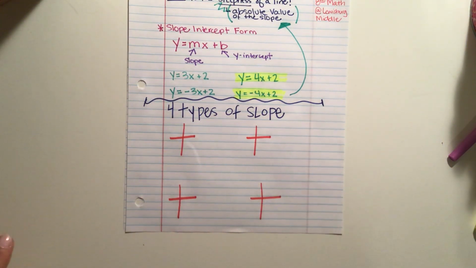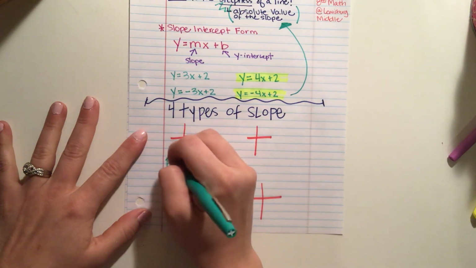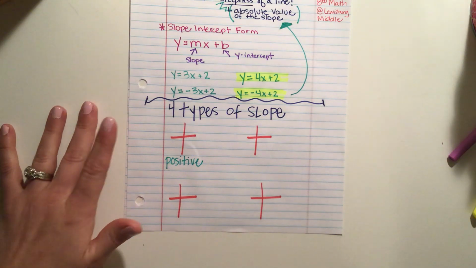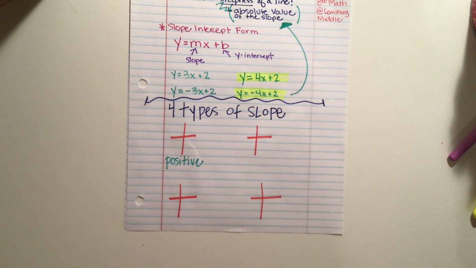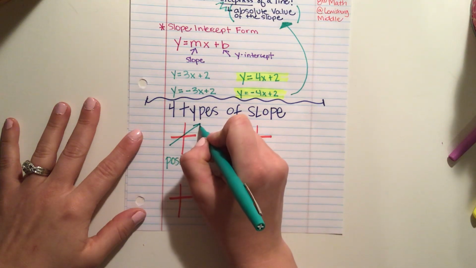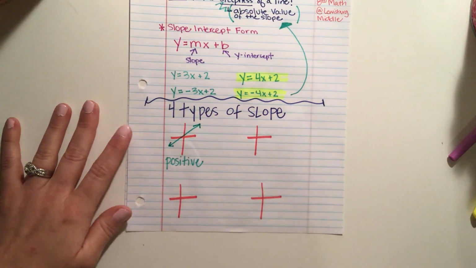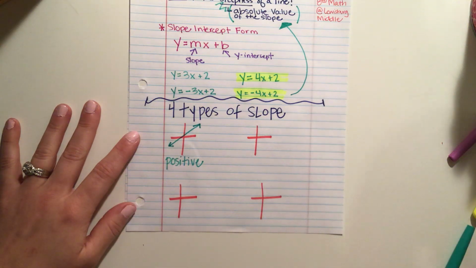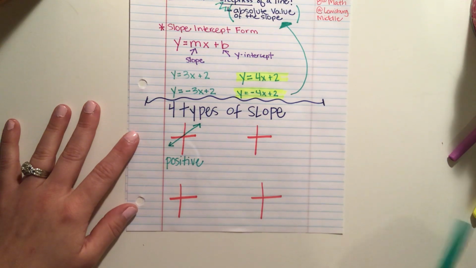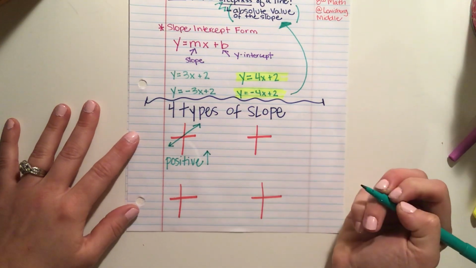The 4 different types of slope. So our first type of slope that we're going to have is a positive slope. So go ahead and write positive down there. A positive slope. And anytime you have positive slope, your line is going to be going upward from left to right. You always read graphs from left to right. So upwards from left to right. If I were to get a pen and I were to trace this line from left to right, my pen is moving upward. So that is a positive slope.